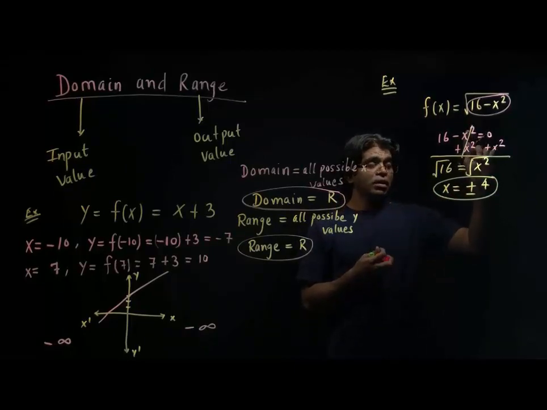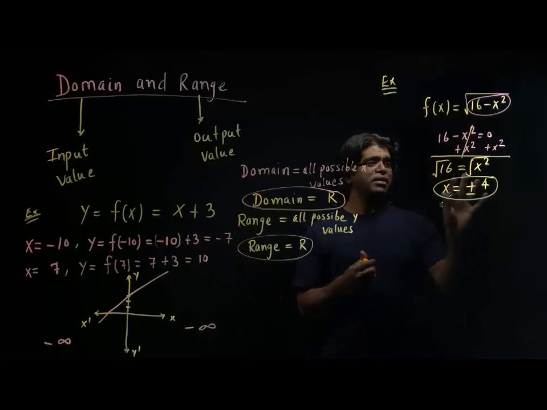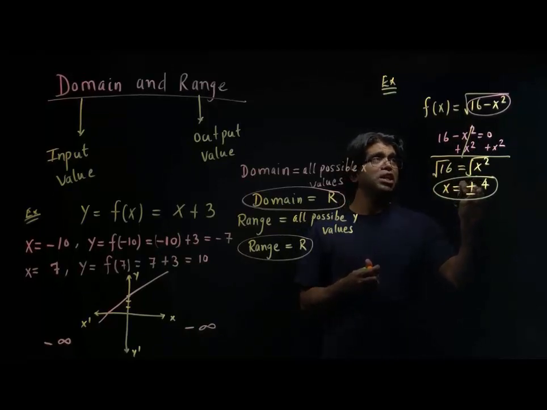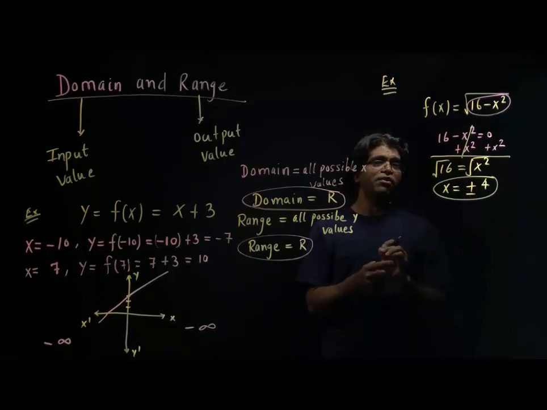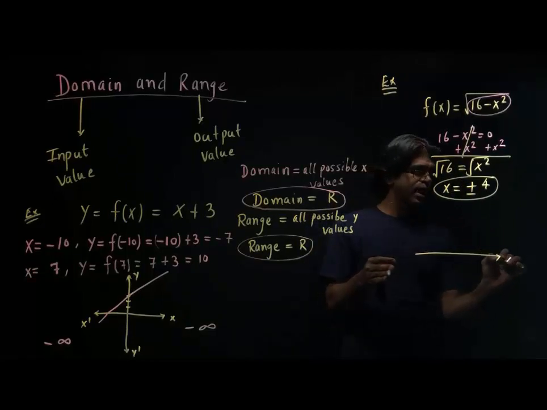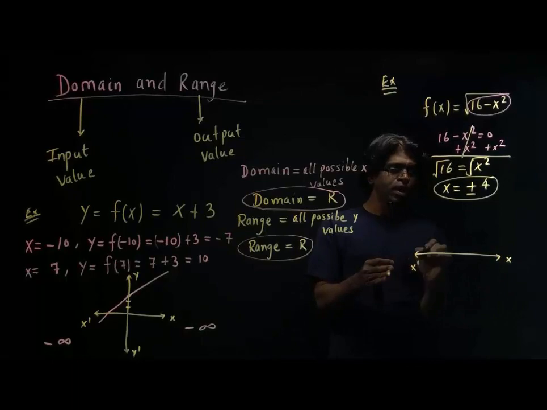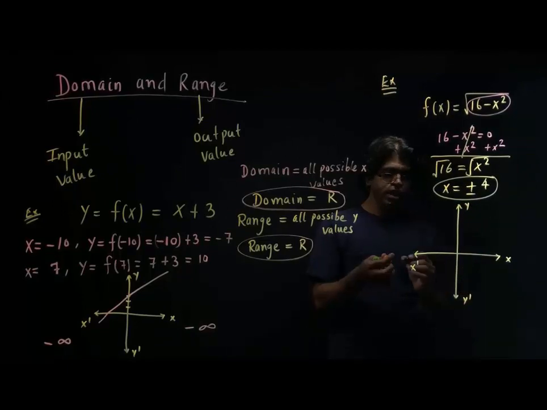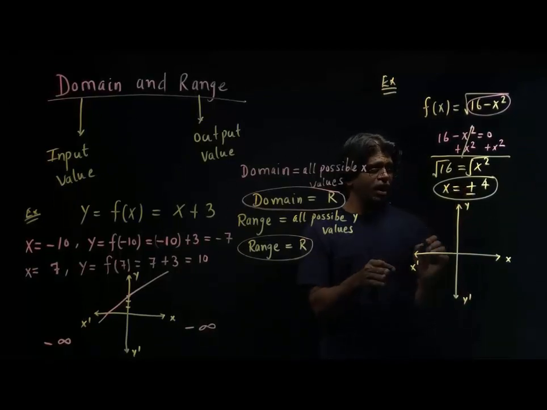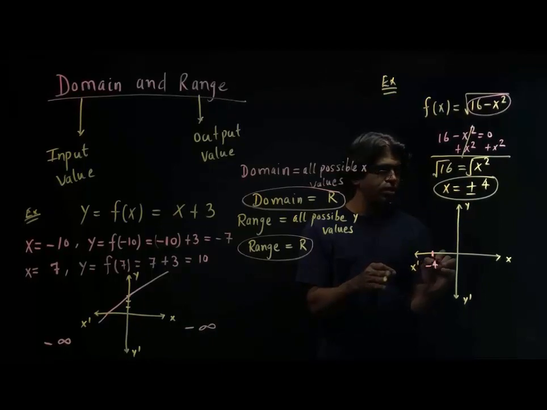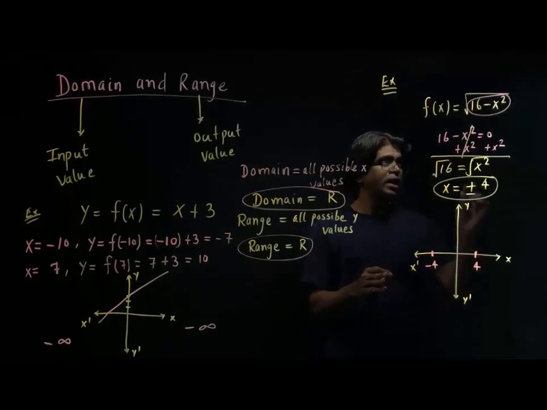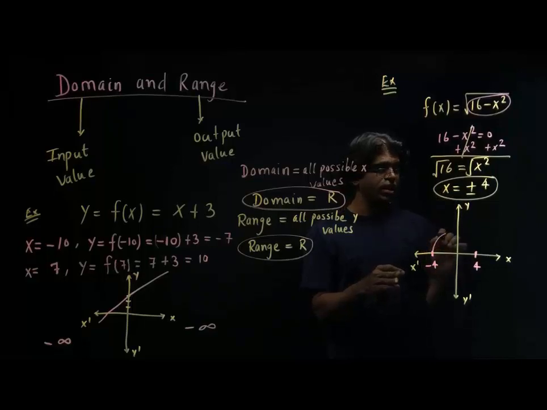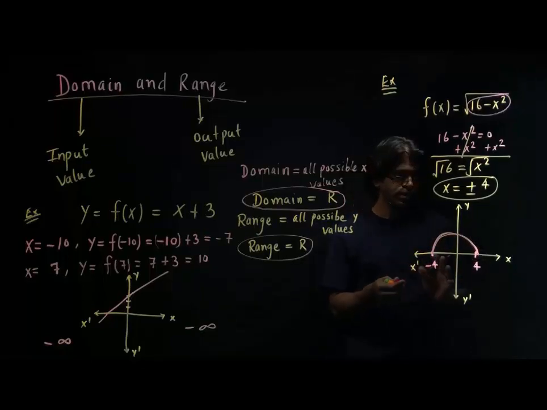Now, let's see what happens if I substitute something that is not lying between negative 4 and 4. So before we go any further, I'm going to draw my x-axis. This is my x-axis and this is my y-axis, y dash. Now my values are from negative 4 right here to 4. And if I graph this function, it will be something like this, a semicircle, something like that.